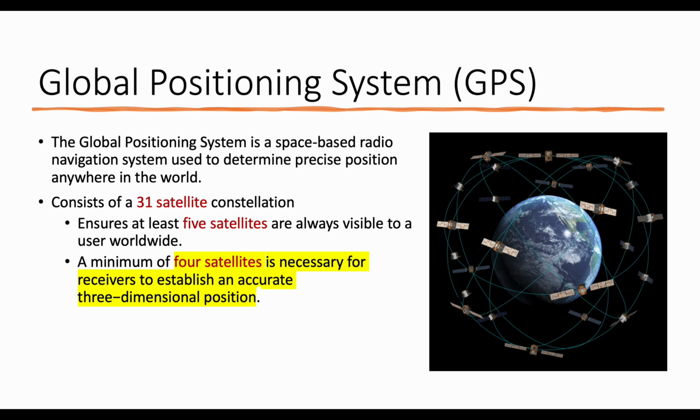But the GPS, or Global Positioning System, is based off of a constellation, and that constellation includes 31 satellites. The system ensures that at least 5 are always visible, and you need a minimum of 4 stations in order to establish an accurate 3-dimensional position. Since we are flying an airplane, we need not only lateral position, but also altitude, or 3-dimensional position as well.